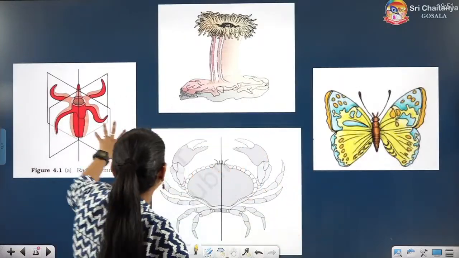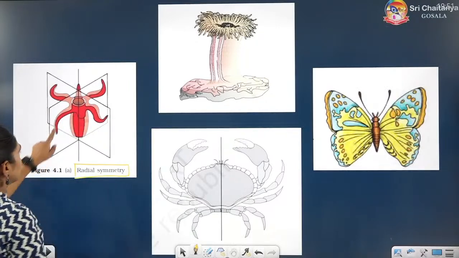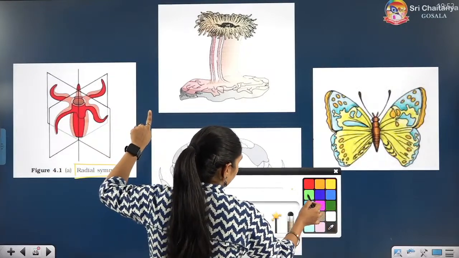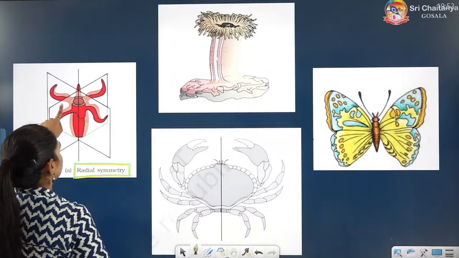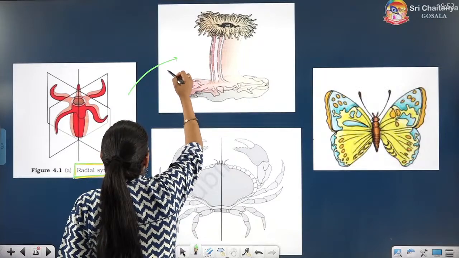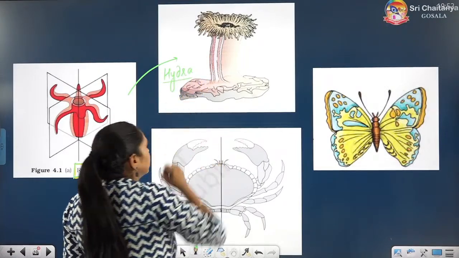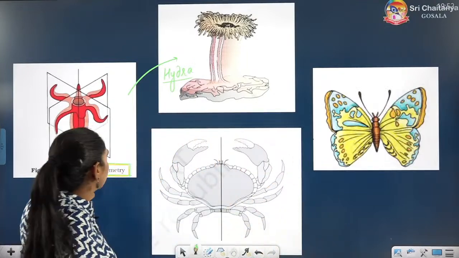Okay, this symmetry is radial symmetry. Here in this symmetry you can see that by using any plane, we can divide the body of the organism into two equal parts. For example, this is Hydra, everyone. This belongs to the phylum Coelenterata. So Hydra is an example of radial symmetry.